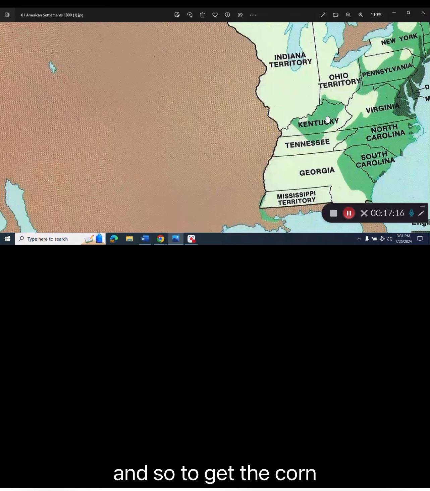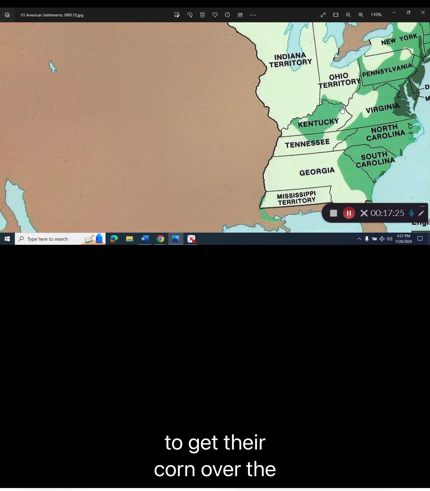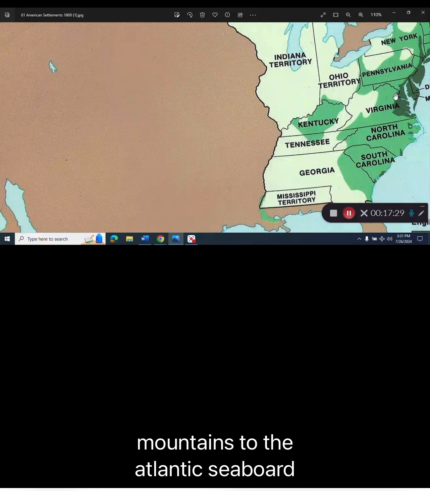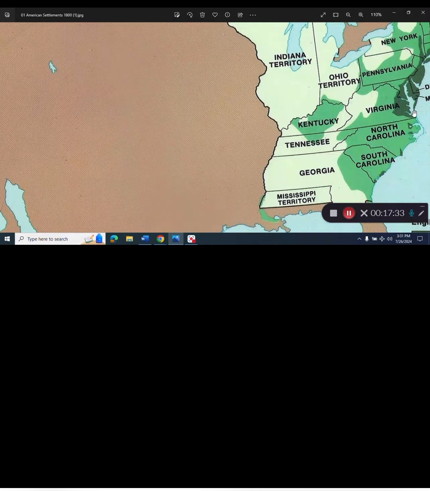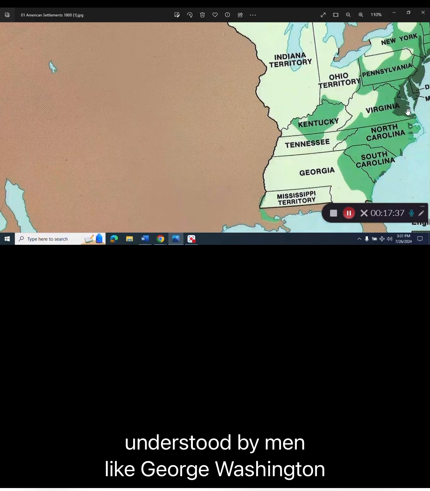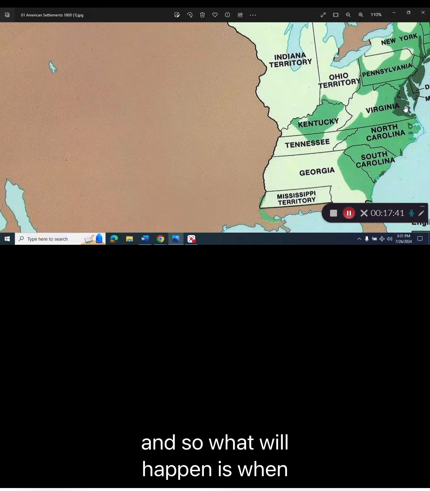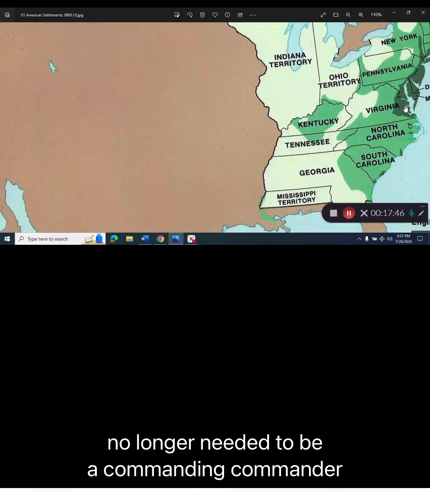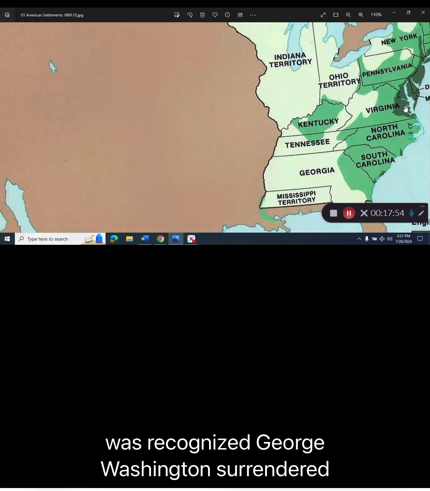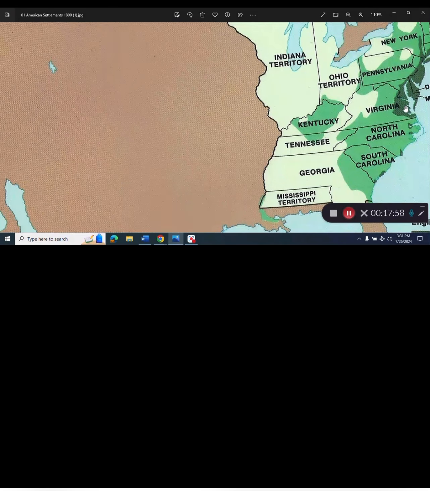And so to get the corn to the American coast, they would have to find a way to get their corn over the mountains to the Atlantic seaboard. And again, this was something well understood by men like George Washington. And so what will happen is, when George Washington finally no longer needed to be commander-in-chief because American independence was recognized, George Washington surrendered his authority over the Continental Army and returned the authority of the Army to Congress. He then went home to Mount Vernon.